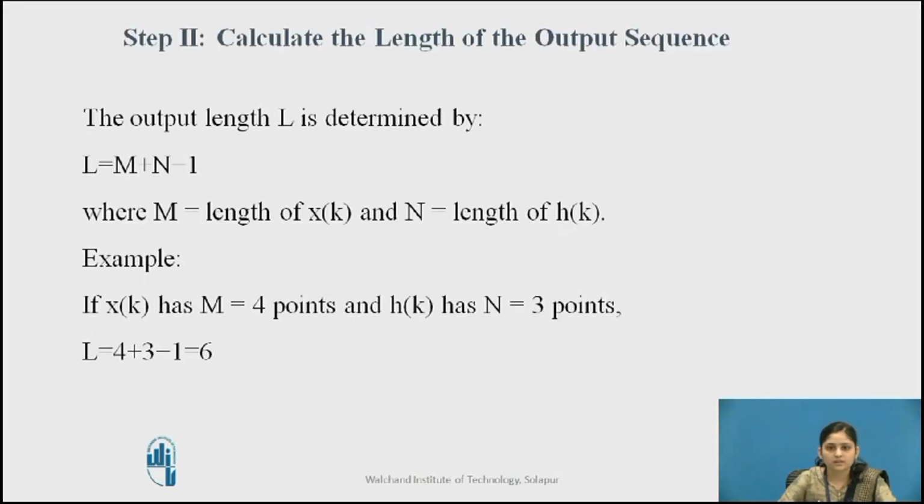Now let us see step number 2, that is we have to calculate the length of the output sequence. The length of the output sequence is calculated by using the formula L equal to m plus n minus 1, where m is the length of x of k and n is the length of h of k. For example, if x of k is given having length 4 points and h of k having length n equal to 3 sample points, then we can calculate the length of the output sequence as L equal to 4 plus 3 minus 1, which is 6.